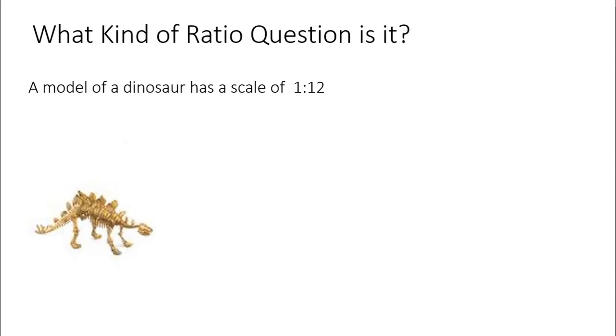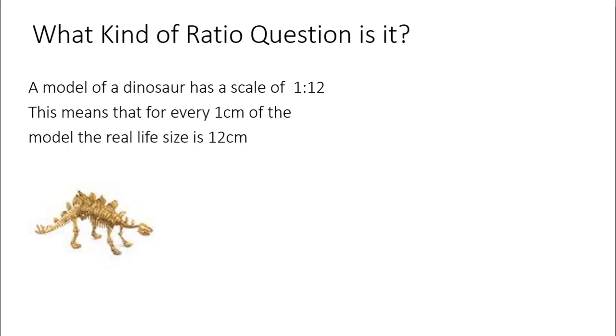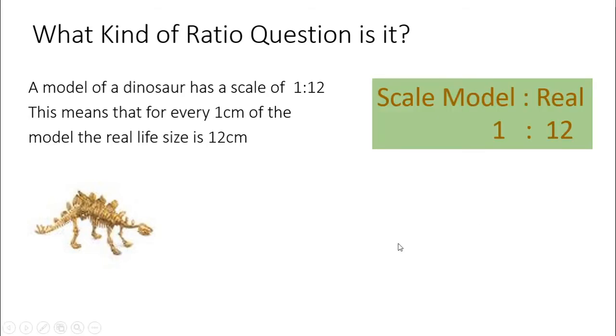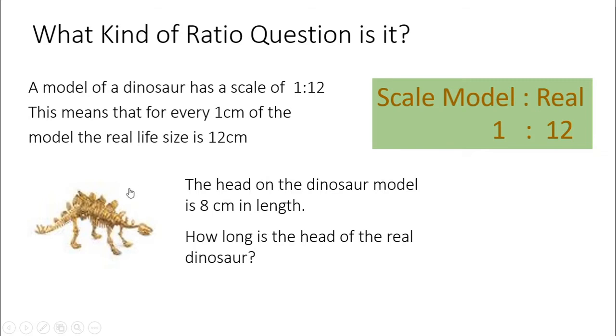Now, what kind of question is this? I've got a model dinosaur that has a scale of 1 to 12, so I've given you a ratio. This means that for every 1 centimeter of the model, the real life size is 12 centimeters, right? It's 12 times the size. Let me just make this clearer for you by writing the ratio with meaningful titles for what each side means. So this is the scale model, the smaller size, and this is the real size, the actual dinosaur. The head of the dinosaur model is 8 centimeters in length. How long is the head of the real dinosaur?